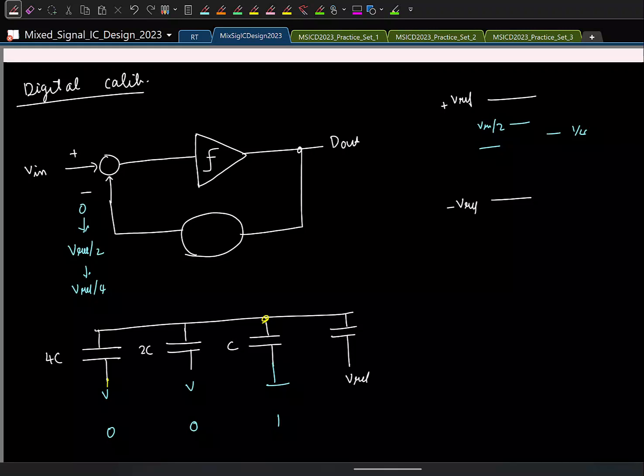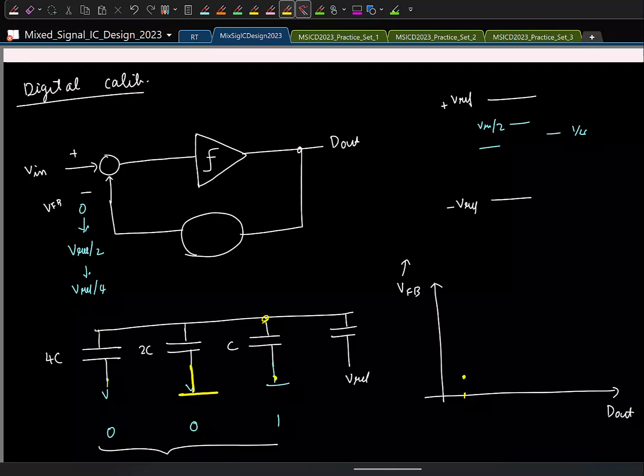So essentially, if I were to sketch the characteristics of this, where the input is the digital bits I feed and the output is the feedback voltage, this is basically the reference voltage. If the signal is 0, 0, 1, I compare with Vref by 8. If it is 0, 1, 0, I will be connecting this one to ground. This will go from Vref by 8 to 2Vref by 8, and then it's going to keep increasing like this. So if you plot the characteristic, you'll get a nice straight line. Is that okay?